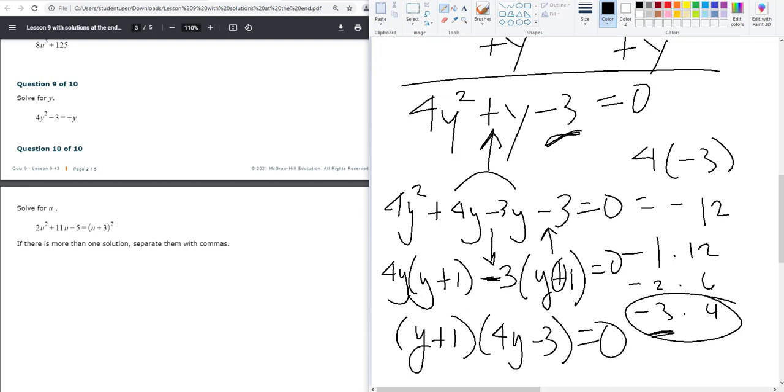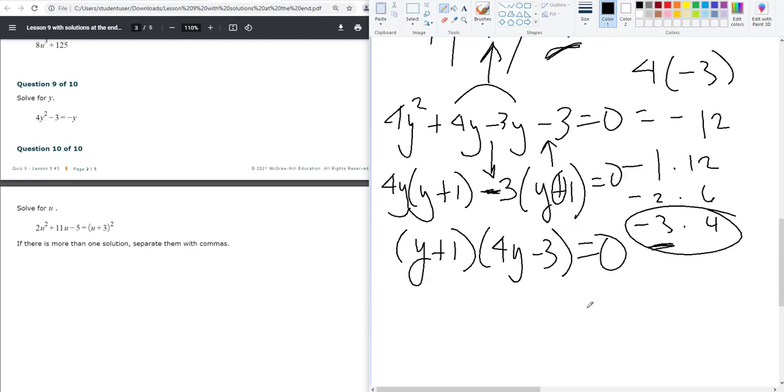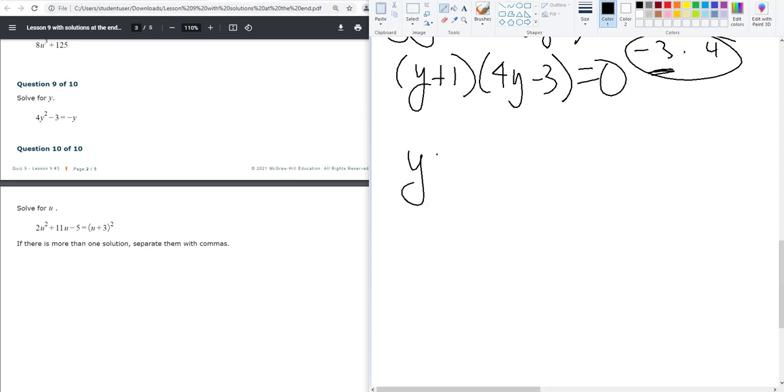So step 1 was get it equal to 0. Step 2 was to get it factored. Now step 3, set that first factor equal to 0.